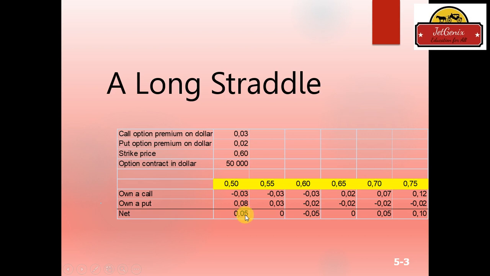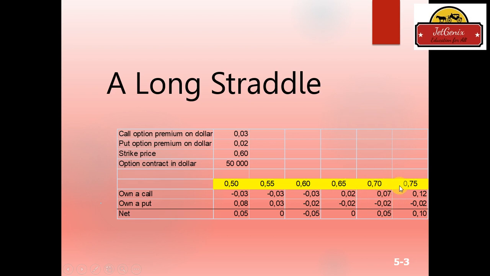Now let's assume that the price goes to 0.55, which is here. So we are going to lose 0.03 on our call option, and we are going to gain 0.03 on our put option, and the net result is 0. And if the price remains at 0.6, we will lose 0.05. And now if the price further goes up, like 65, 70 and 75, we are going to gain some amount or some return on our call option, but we are going to lose on our put option.